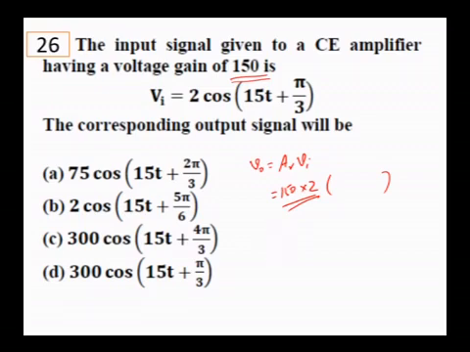Remember, in a CE amplifier, the output will be out of phase with respect to input by 180 degree, that is pi radian. So what you should do is, you have to go by the phase, 15t plus pi by 3, plus another additional pi will come. This will make it 3 pi plus pi, 4 pi by 3. So along with 15t, there is that 4 pi by 3, and this amounts to 300. So the answer is C, 300 cos(15t plus 4 pi by 3).